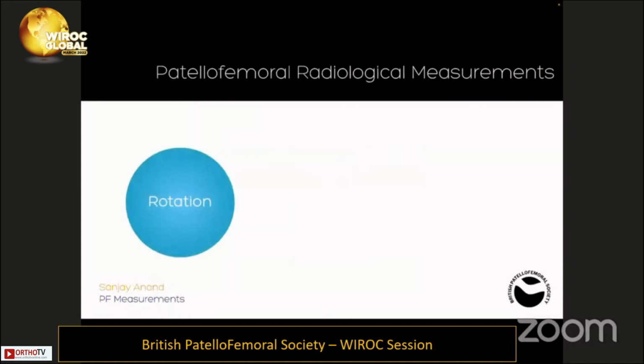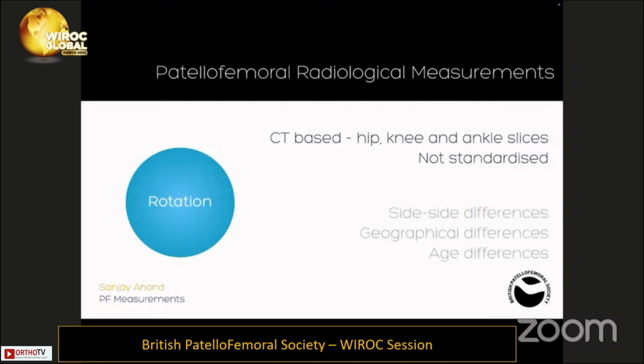So we're going to start with rotation. And this is really CT-based imaging. You need to have slices of the hip, of the knee, and the ankle. And the problem with this is it's not very standardized at all. So for example, if you're measuring tibial rotation, some of the numbers will quote referencing from the back of the tibial condyles. Some of them will measure from the maximal width of the tibial condyles, and vice versa around the knee joint as well, and around the ankle as well. So there's no real set standard, which I think is something we need to develop to allow us to compare numbers from one study to the next.